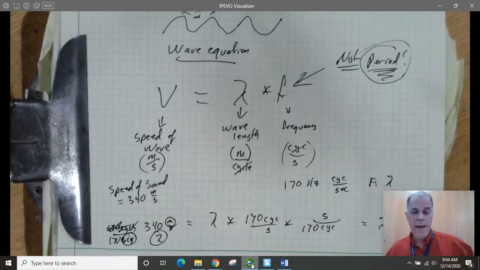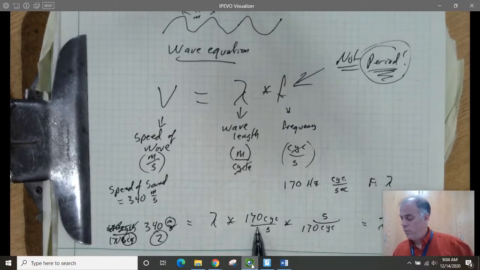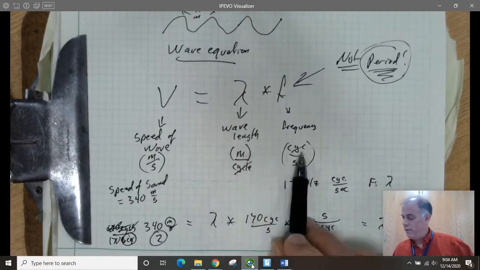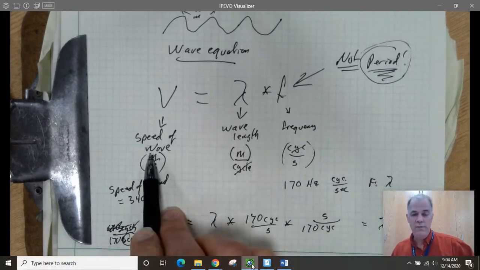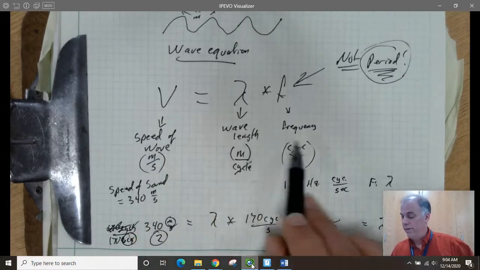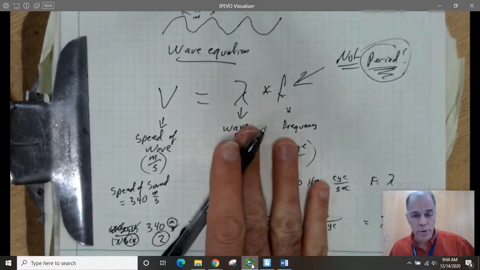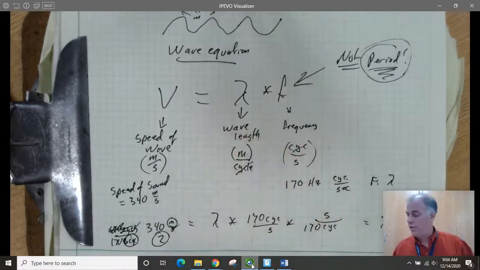Okay, we can work this backwards. If we're given the wavelength and the frequency, we can find the speed of the wave. If we're given the speed of the wave and the wavelength, we can find the frequency. So we should be able to do all those. There are examples in your book, and you'll have some practice on the worksheet that you do.